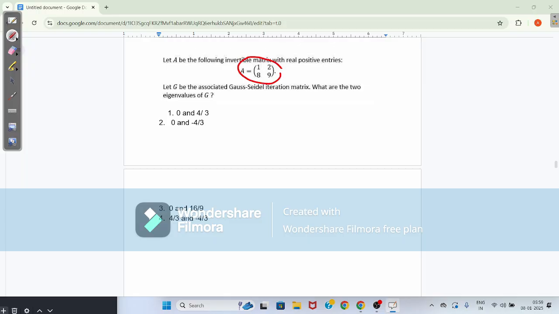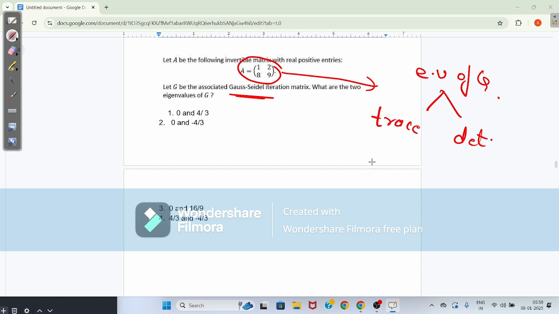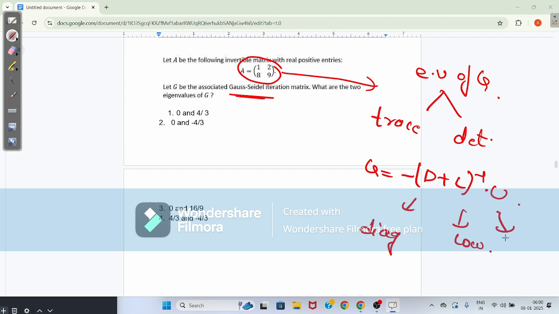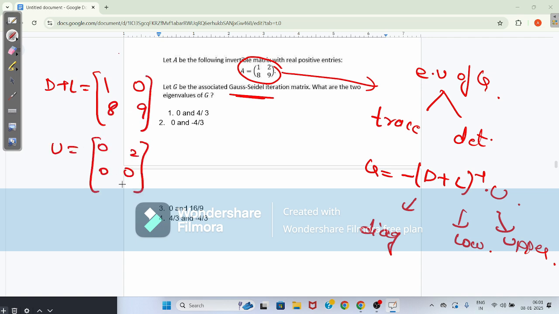Now given this matrix, we have to find the Gauss-Seidel iteration method here. We have to find the eigenvalues of g, and then the trace of g and the determinant of g. So g equals minus of (d plus l) whole inverse into u, where d is the diagonal matrix, l is the lower triangular matrix and u is the upper triangular matrix. Now take d plus l, what will we get? 1 0 8 9 here, and u will be 0 0 0 2.